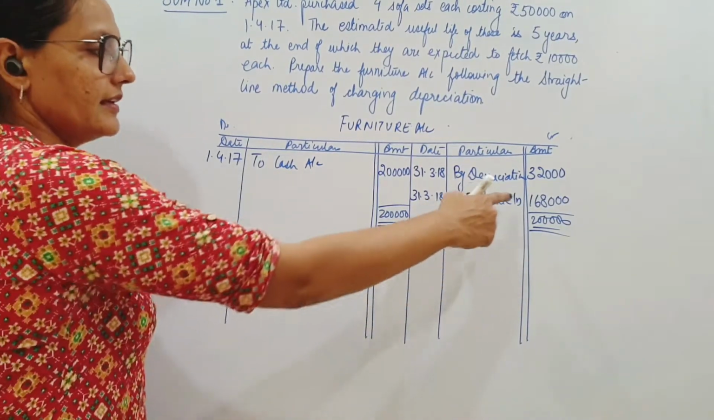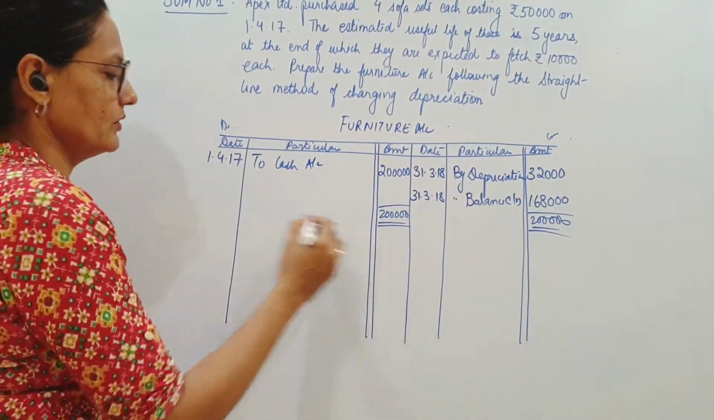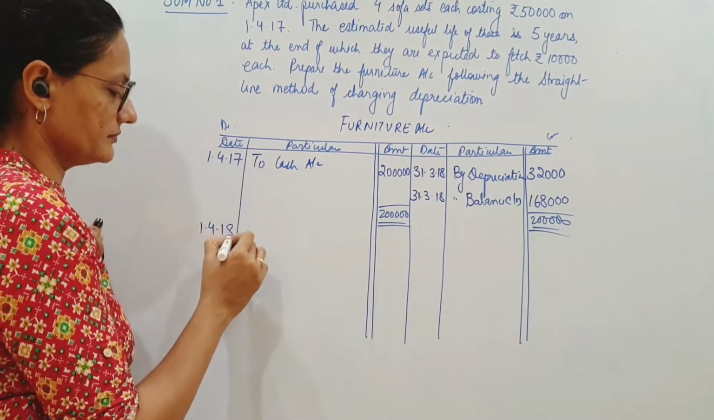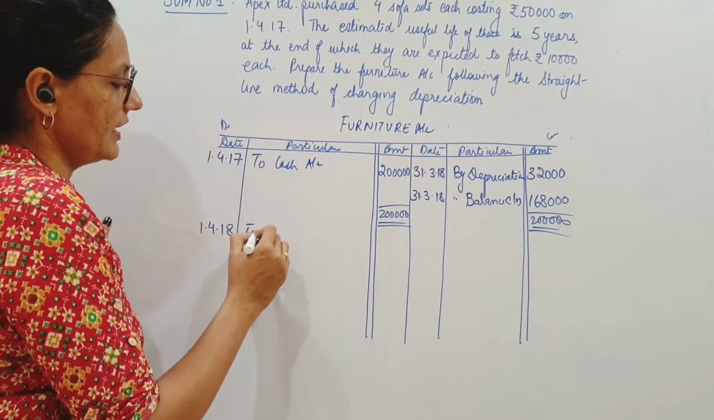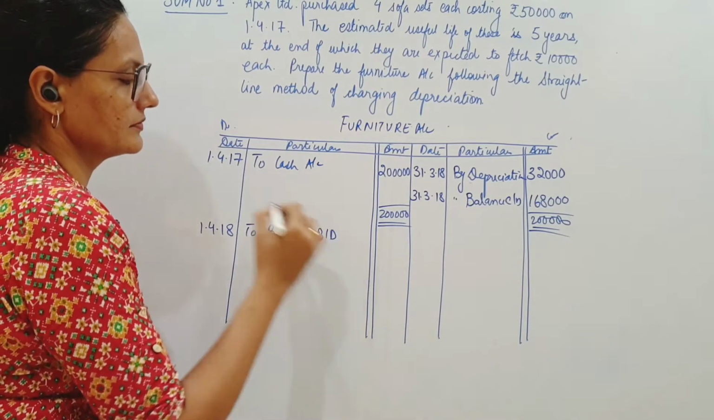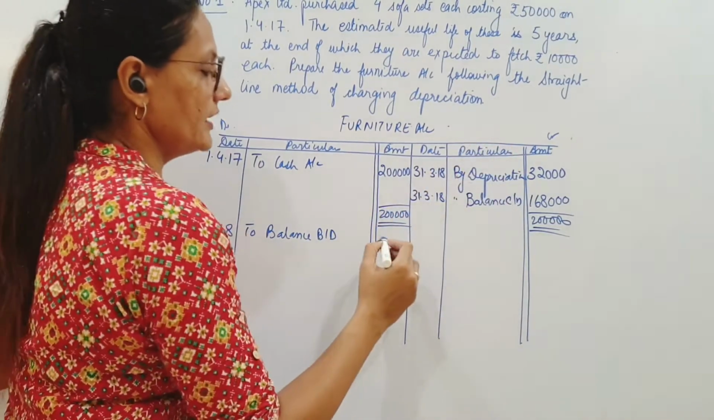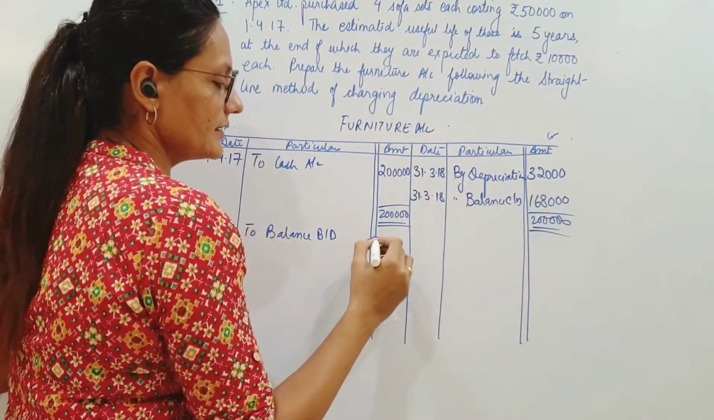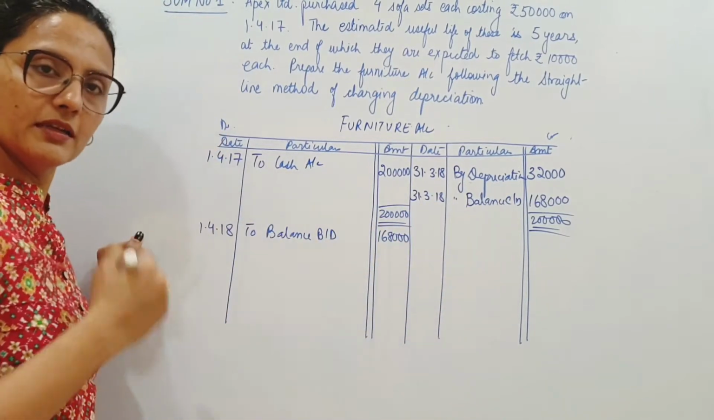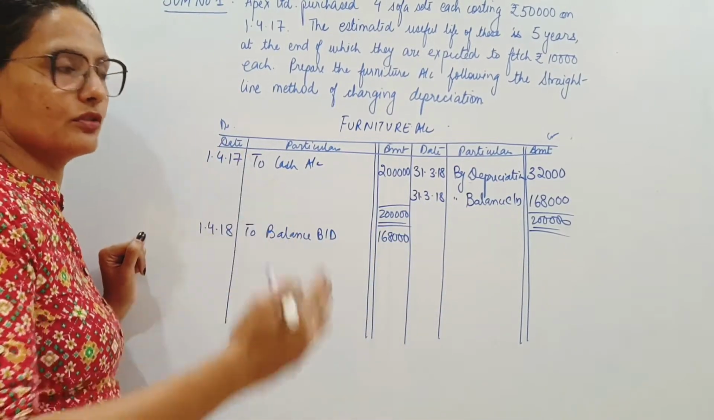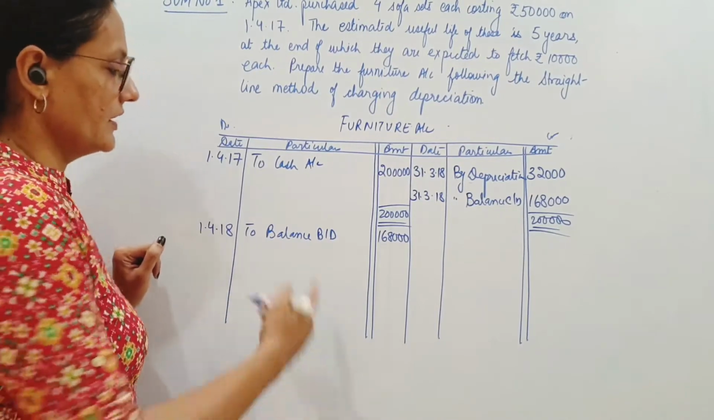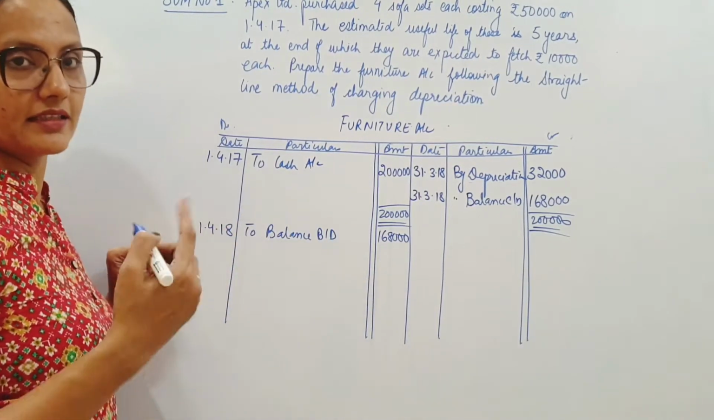Now, second year में क्या होगा? We bring down this value. What is the opening date? 1/4/18. Yes. I write here to balance brought down. Fine. 1,68,000 is the closing balance of last year. वही opening balance होगा. Year after year you need to close the assets and carry it forward to the next year. This is my opening balance. साल की starting में है.